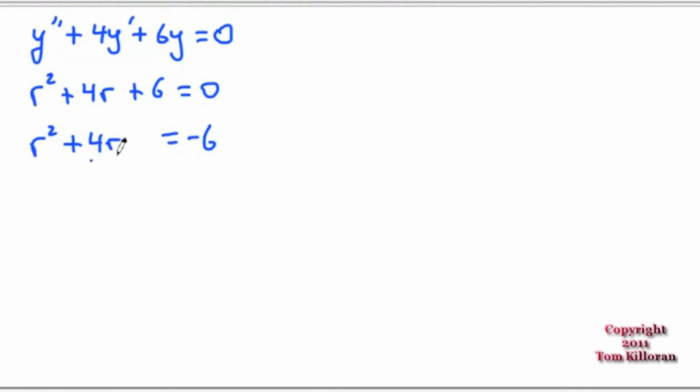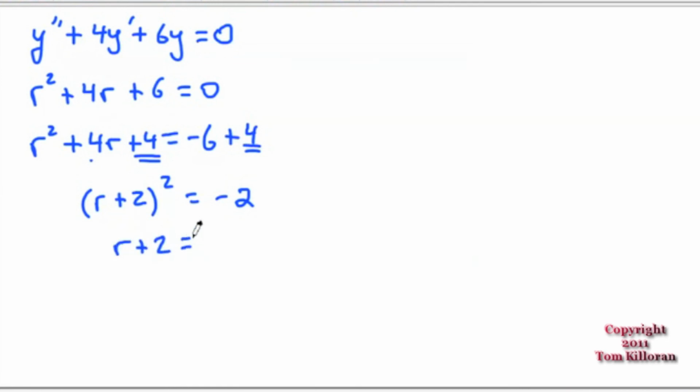So half of 4 is 2, square 2, and you add 4. And if you add 4 to the left, you have to add 4 to the right. So we're going to get r plus 2 all squared is equal to negative 2. And then when we square root, we're going to get r plus 2 is equal to plus or minus I square root of 2, square rooting both sides. And then subtract the 2 to the other side. So you get negative 2 plus or minus I square root of 2.